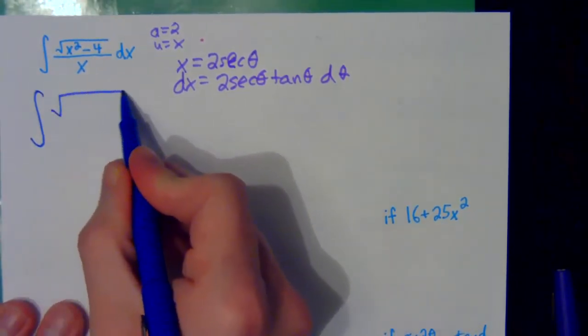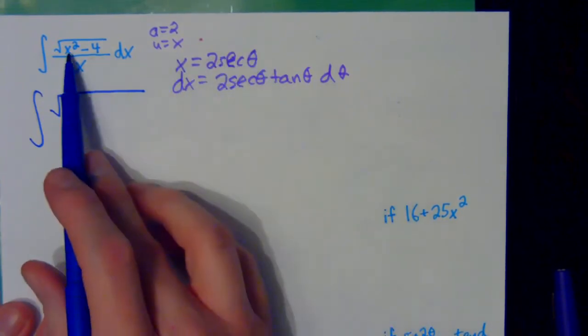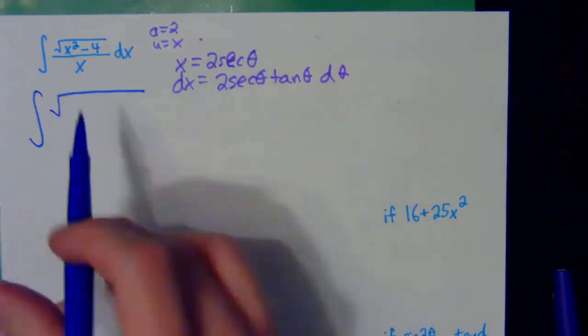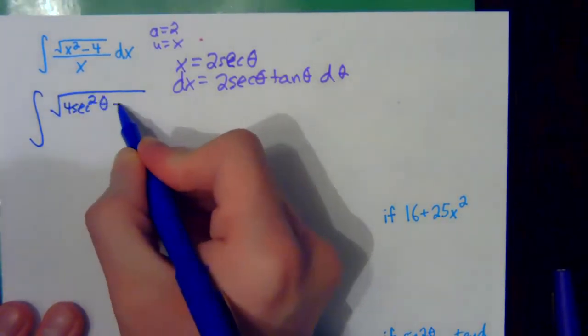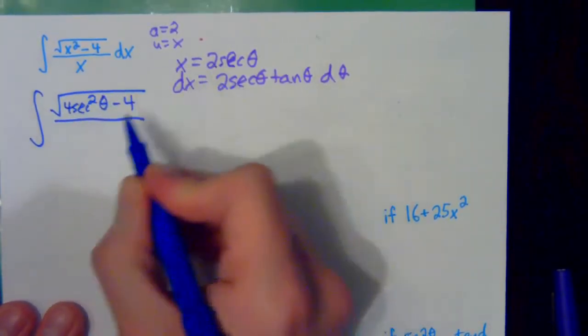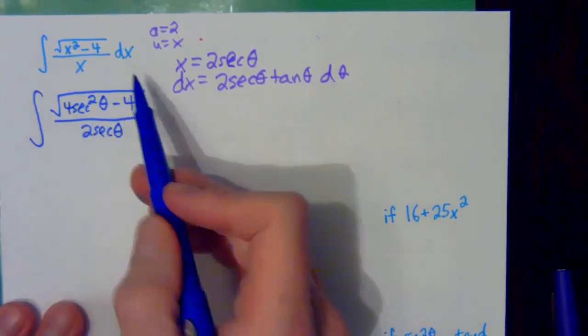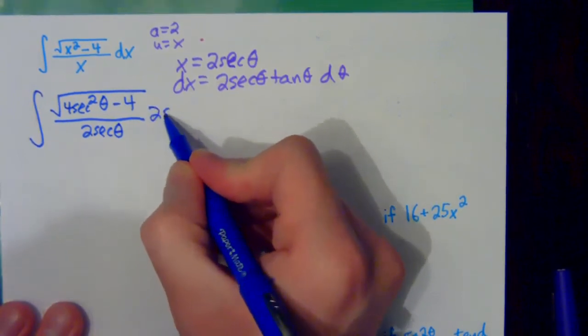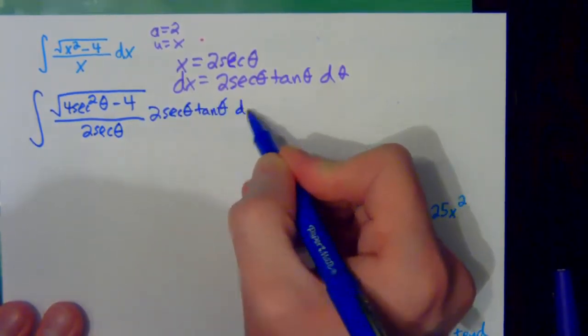So I got this giant square root. My x is that 2 secant of theta. So I'm going to take that 2 secant theta, plug it in for both of those x's right there. So when I square it, I get a 4 secant squared theta minus that 4. And on the bottom, I got that x, which is that 2 secant of theta. And then I'm going to remember to substitute for that dx part right there, which is that 2 secant theta tangent theta. Tag on that d theta.